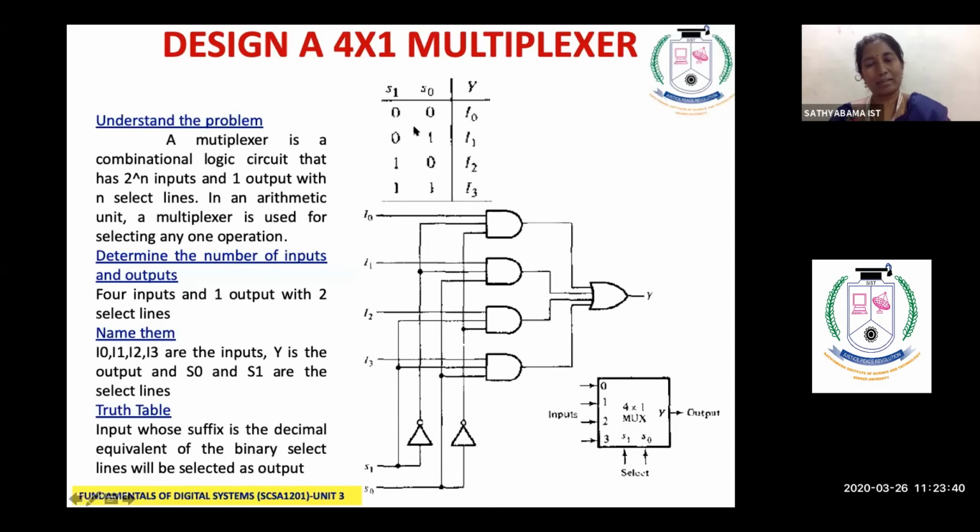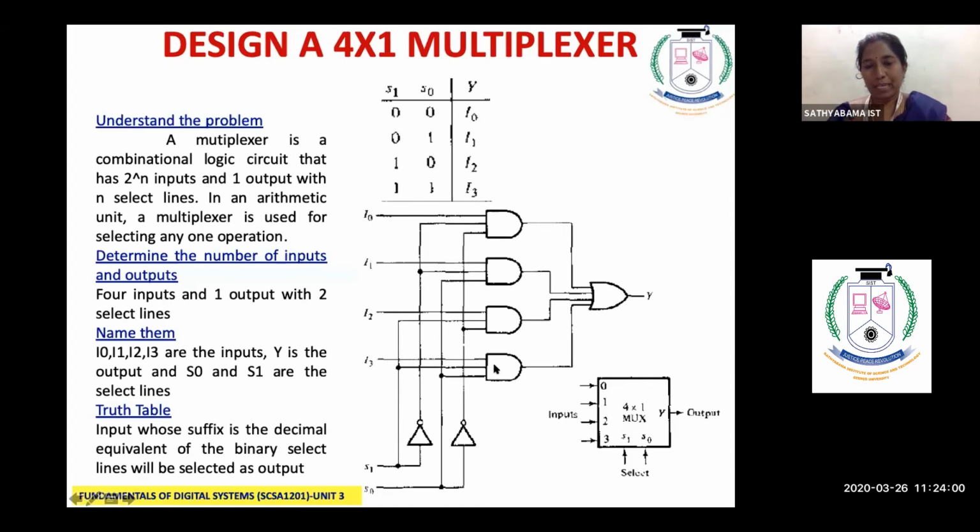Again, what intelligence? S0 0, S1 0. Already I said to you, blindly we have to follow. If S0 is equal to 0, I want you to consider it as S0 dash. If S1 is 0, consider it as S1 dash and connect them accordingly. That's all. So this is a multiplexer.